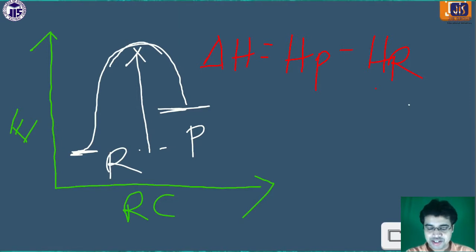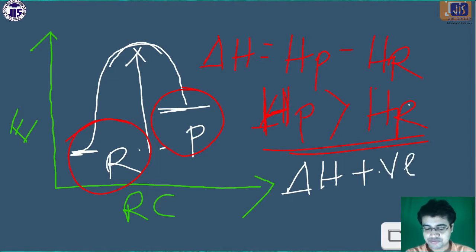But here look, H for product is greater than H for reactant, isn't it? Because here is the H for product and here is the H for reactant. So H product is obviously greater than H reactant. So if H product is greater than H reactant, then we can write that the delta H value will be positive, isn't it? So look, how interesting is this. This is the case of an endothermic reaction.